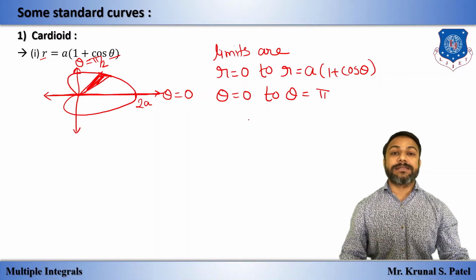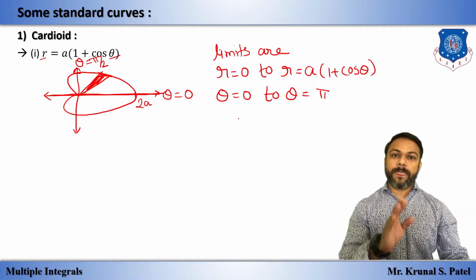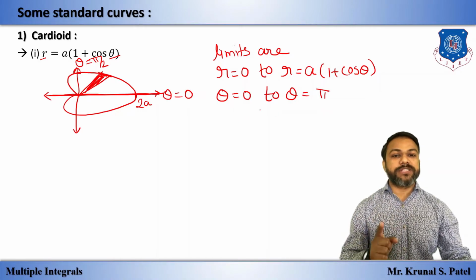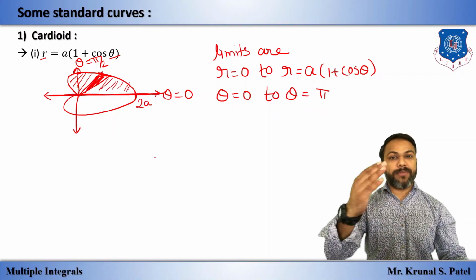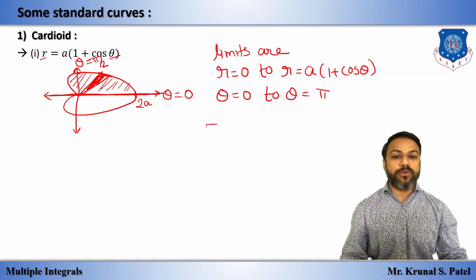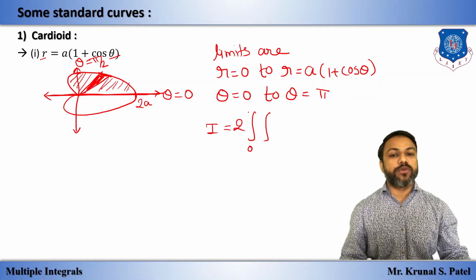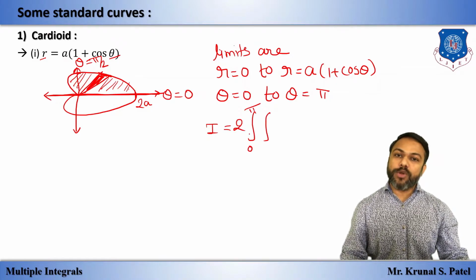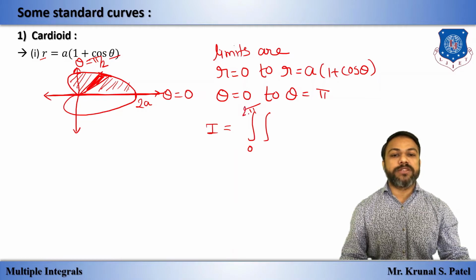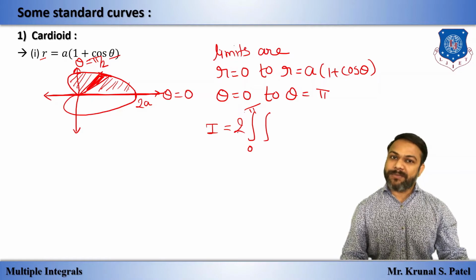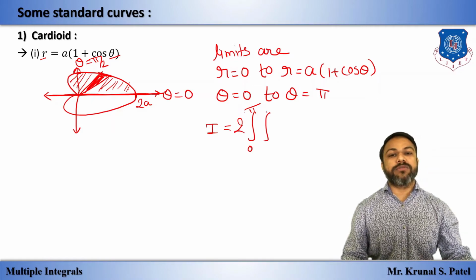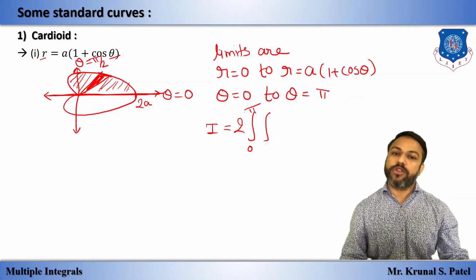And if it is asked for the full entire cardioid, you can even use 0 to pi, but at that time you have to see that this is twice of this. It is symmetric about the initial line. So you have to multiply the integration by 2 and you can use 0 to pi. If you don't want to multiply by 2, then you have to take 0 to 2 pi. This choice is yours and depends on the example. Right now I am taking 0 to pi and multiplying by 2.